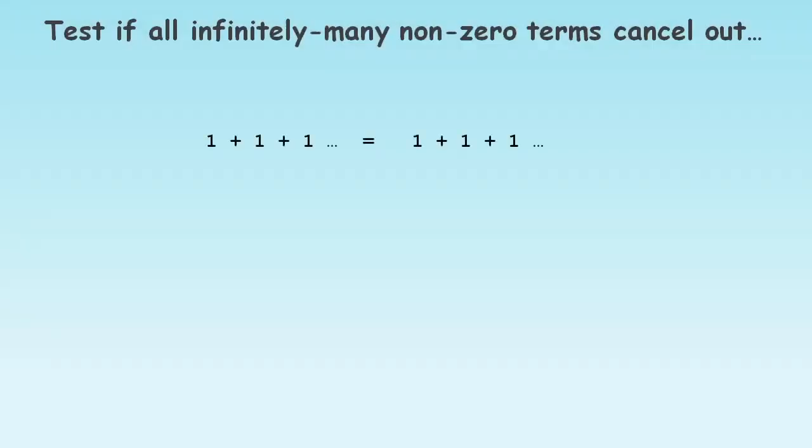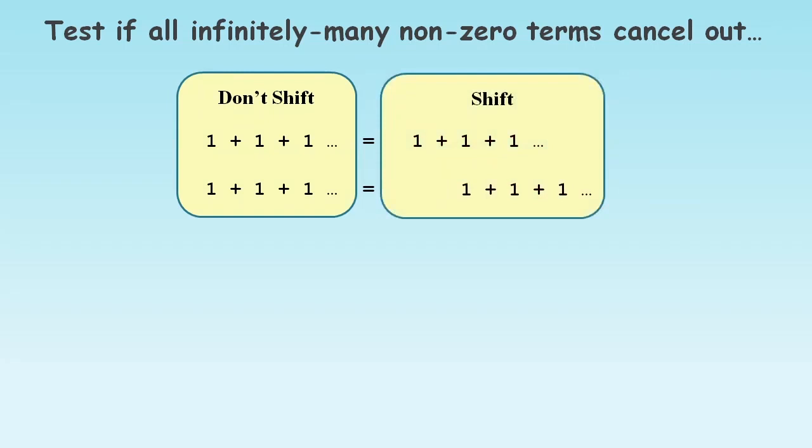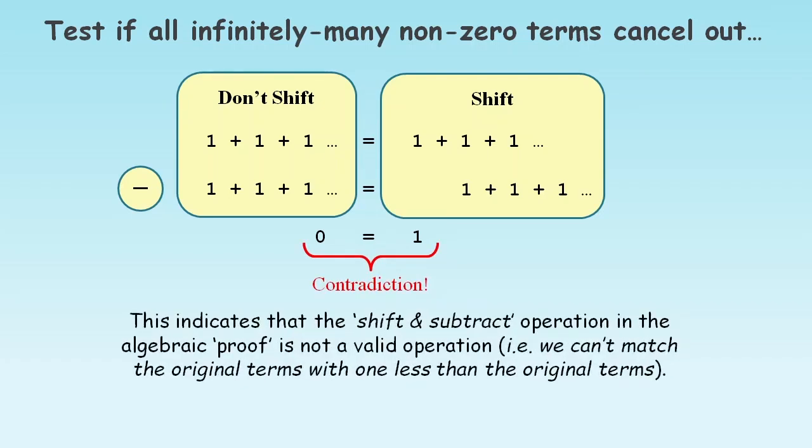And this series, 1 plus 1 plus 1 and so on, just happens to fit the bill. On the left-hand side, we won't shift the terms, and on the right-hand side we will. We'll shift by one place, as in the proof. We'll do the subtractions, and we end up with 0 equals 1, which is a clear contradiction. And so this appears to indicate that we can't match the original terms with one less than the original terms. In which case, the algebraic proof is flawed, and it doesn't prove that 0.9 recurring equals 1.